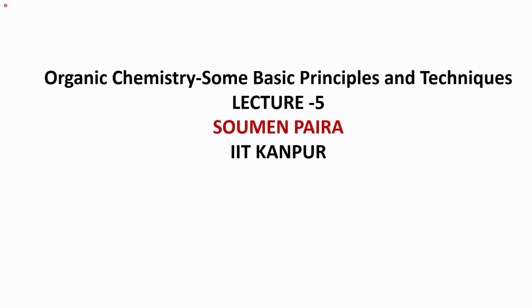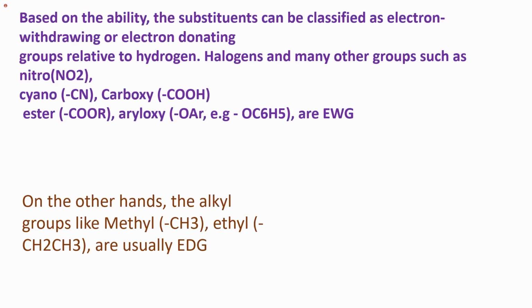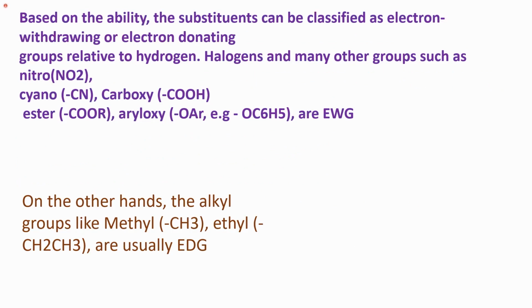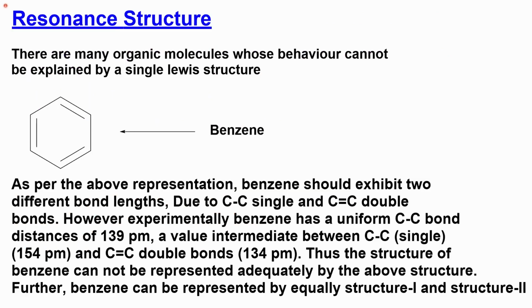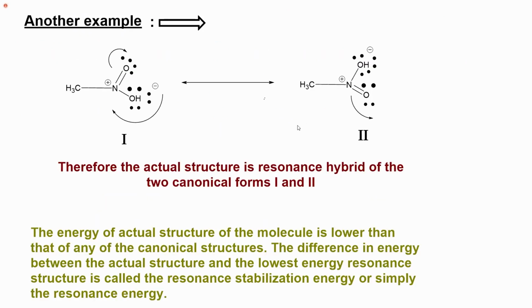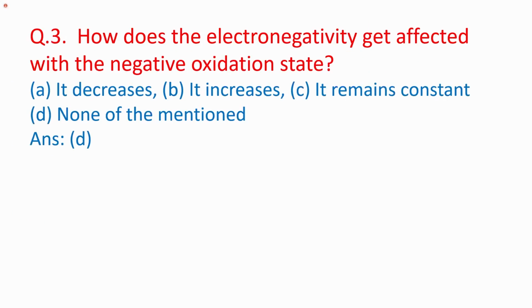Okay. So in the previous lecture, what we have read or gone through, I'll just go quickly by the previous slide. Whatever we have discussed about the inductive effect, what kind of inductive effect there is, plus I effect, minus I effect, and then the resonance structure of the benzene ring. Then two examples we have already discussed in the previous lecture: one is nitromethane, and another one is benzene. And then we have discussed the question answer section.